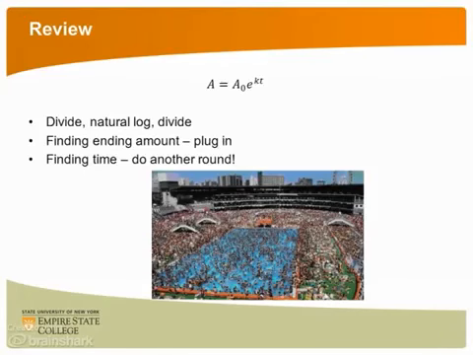If we need to find the amount of time to reach a target amount, we need to go through another round of divide, take the natural logarithm, and divide. But what happens if the population is decreasing instead of growing? Stay tuned for the final chapter in the Exponents and Logarithms series.